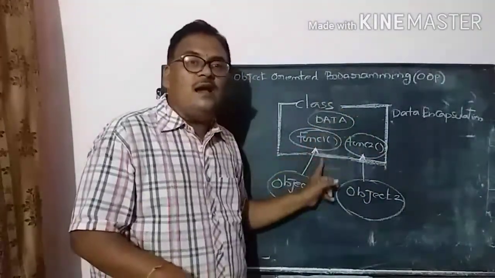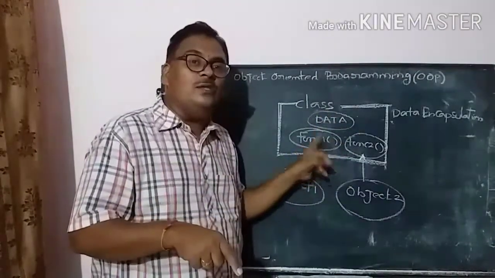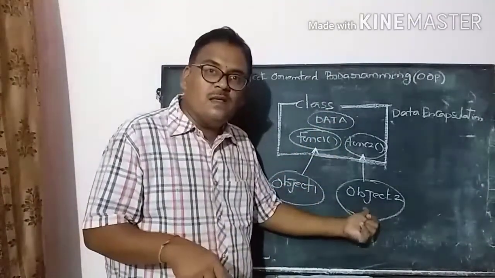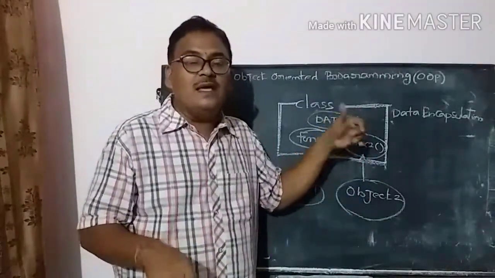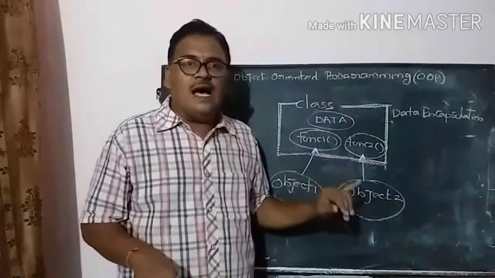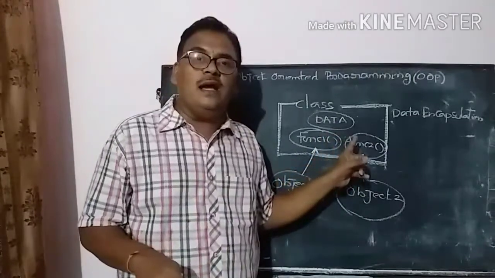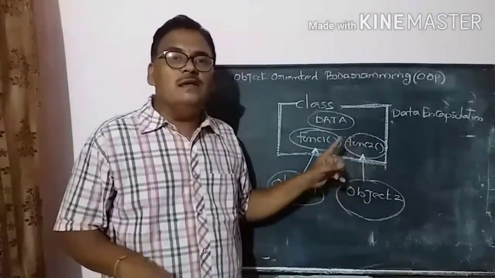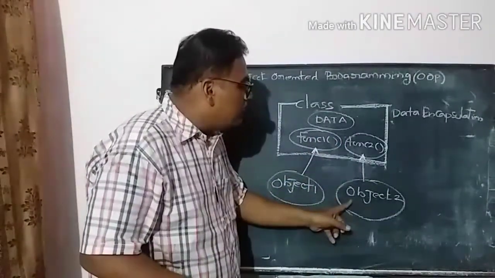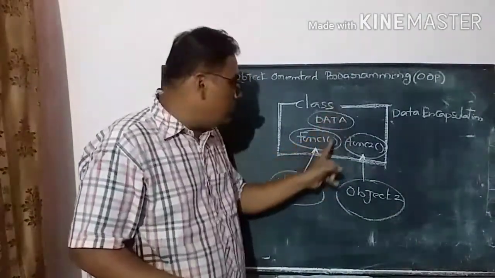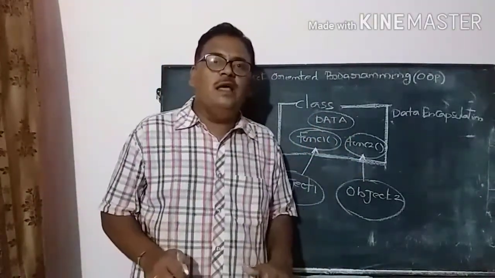Who holds data and functions? The class. Who will utilize the data through functions? Objects. Which type of objects? The objects which are recognized by the class can only utilize the data. I think, students, you understand whether security is provided to data or not? Yes, absolutely. So object 1 and object 2, which are of this class, utilize the data through functions. This is the basic introduction about OOP.